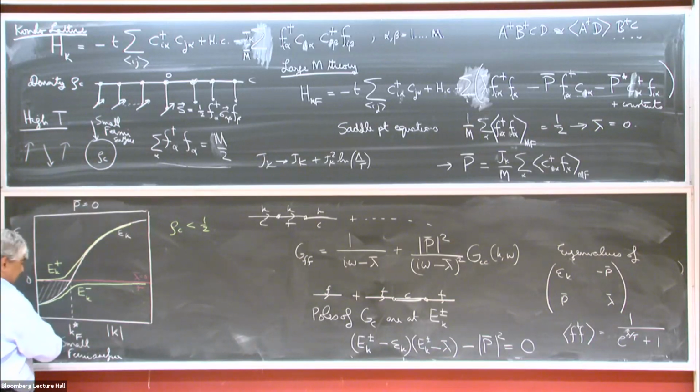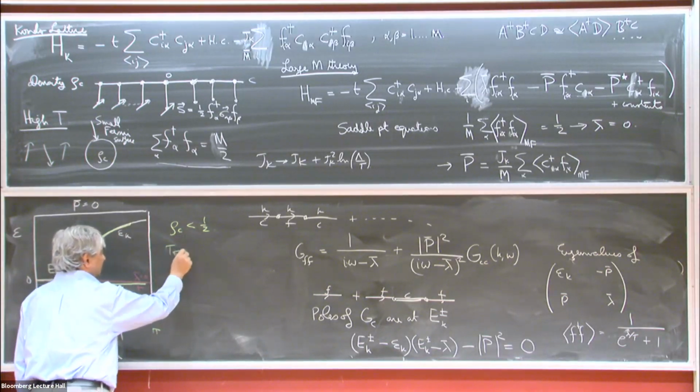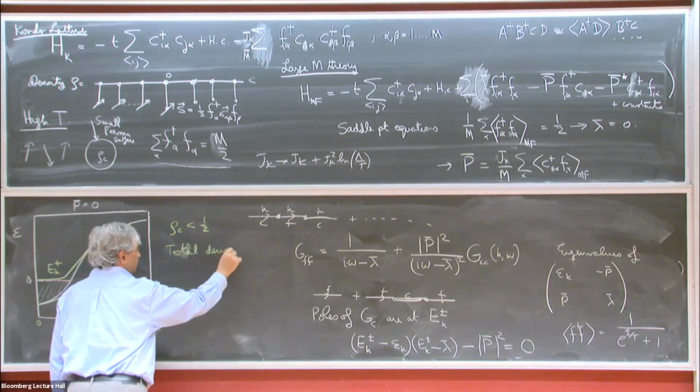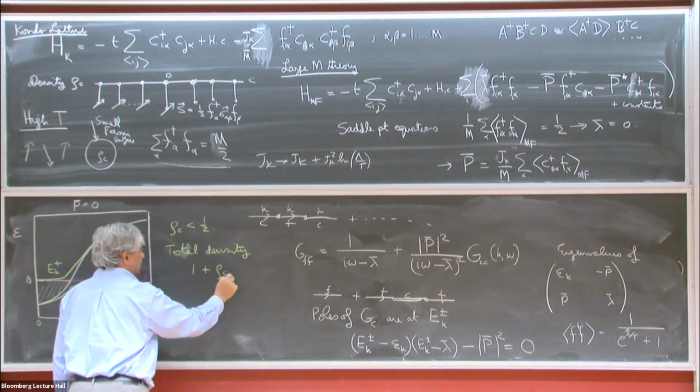And if you fill up all states from 0 to pi, that will give you a density of 1, after integrating over all the angular directions. So if you fill up every state up to there, you get a density of 1. Okay, that would be an insulator if you had that happening. But here rho_c is less than a half. The total density is 1 plus rho_c.